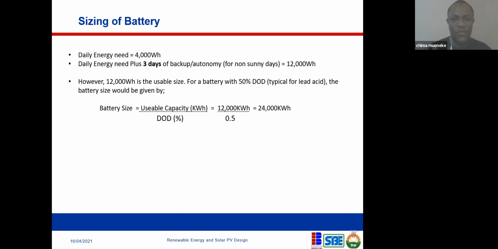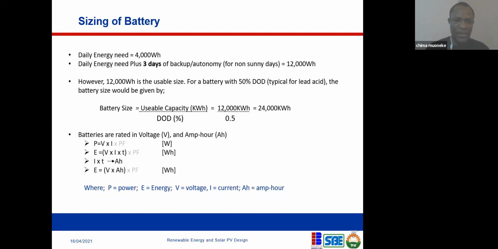If we design for 24,000 watt hours, then that battery capacity can only give us 50% of it, which is what we actually need, the 12,000 watt hours. If you have a different depth of discharge, say 70%, all you need to do is divide this 12,000 watt hours by 0.7, and then you get something else here.